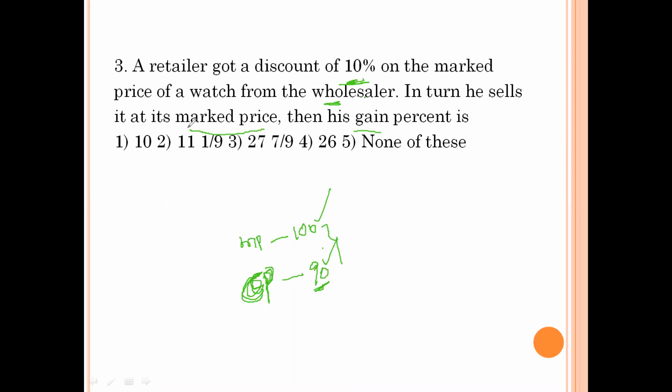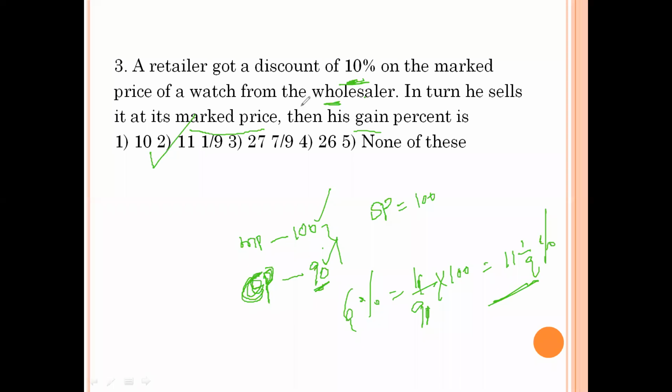In turn, he sells it at its market price. Then his gain percentage. Suppose he sells this one for the same market price, 100 rupees. So what is the gain percentage? Gain percentage equals gain by cost price into 100. Gain is selling price minus cost price, 100 minus 90 is 10. By cost price 90, into 100. The zeros get cancelled. The result is 11 1 by 9 percentage. So option number 2 is the right answer.